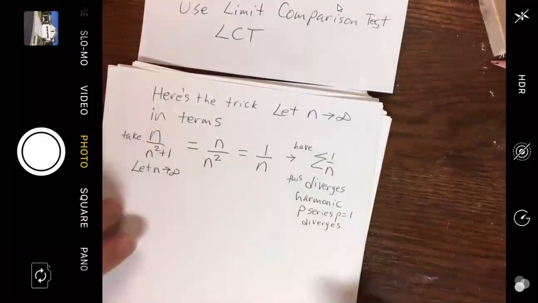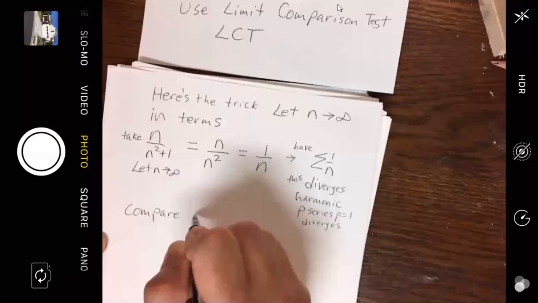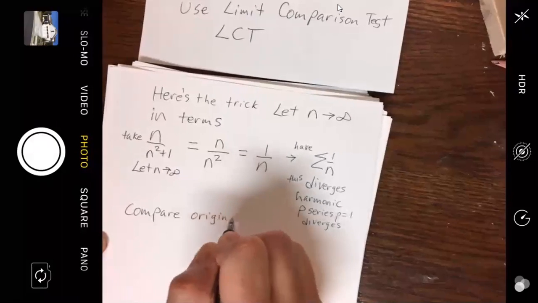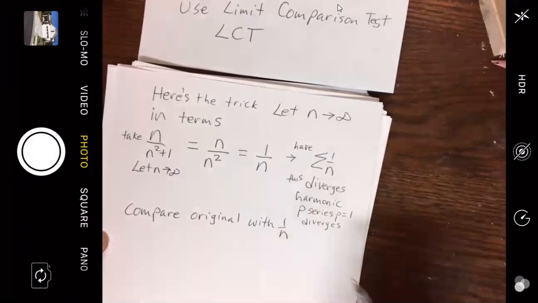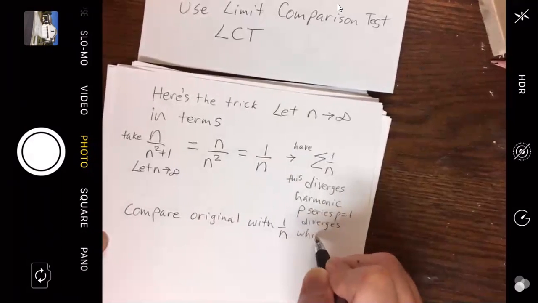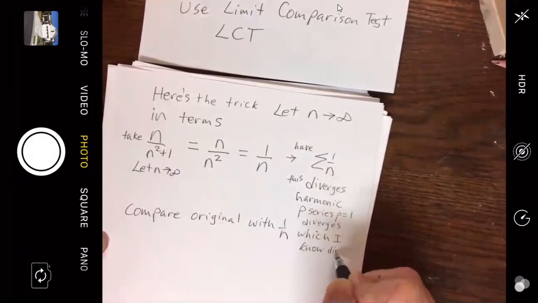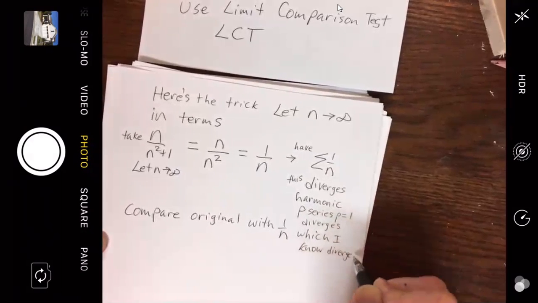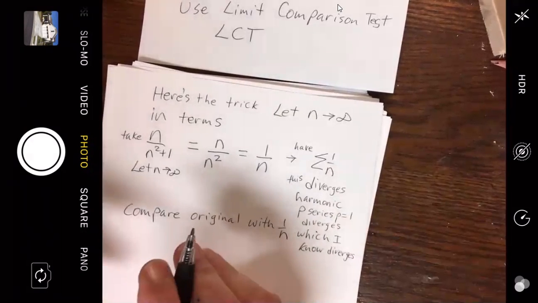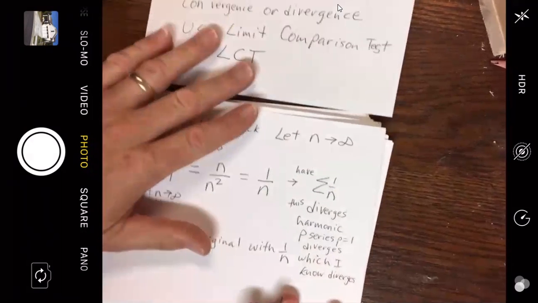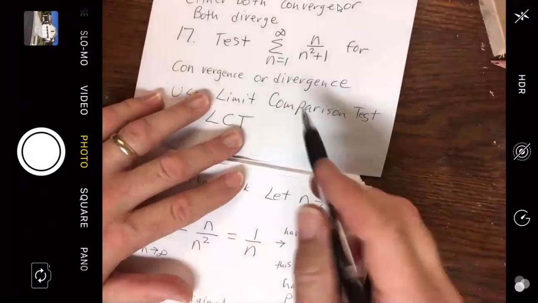So now what I want to do is compare the original with 1 over n, which I know diverges. The book calls them a_n and b_n. You don't have to keep track of which is the a_n and which is the b_n. It doesn't really even matter which one you put on top and which one you put on bottom.